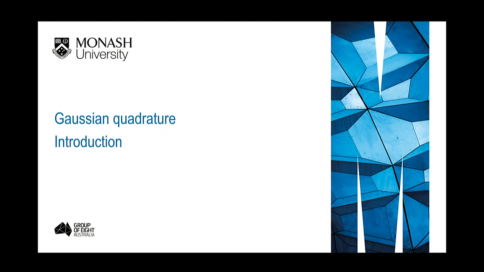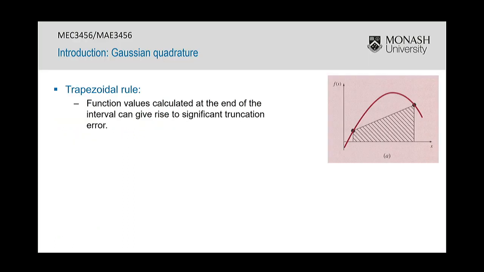We're going to introduce a new topic in numerical integration that is known as Gaussian quadrature. In some ways Gaussian quadrature is like the Rolls-Royce of numerical integration, and we'll see why that's the case in a minute. Let's just quickly go back and have a look at the trapezoidal rule.